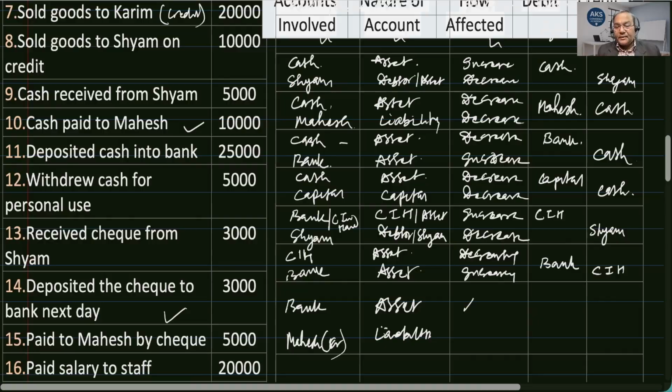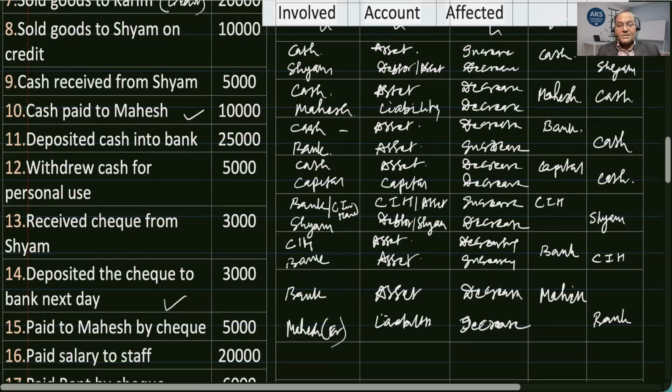So there is a decrease in asset and a decrease in liability as well. Mahesh's account is debited and bank is credited because we are making him payment by check. So Mahesh, as a liability, gets decreased, and bank, as an asset because the payment is made in check, gets decreased as well. Now we will see the next one.